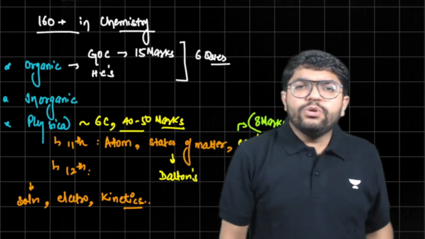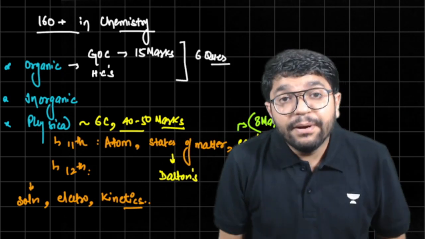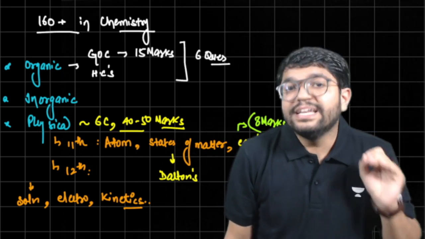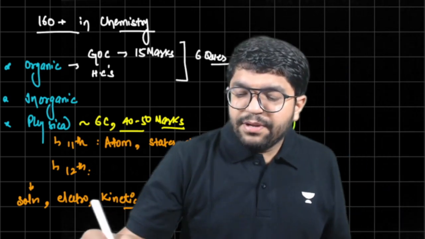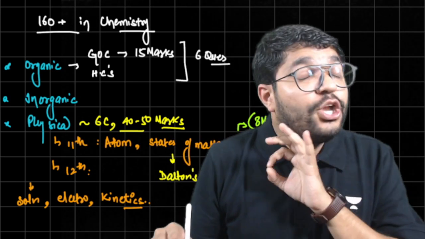Number one. Number two, now halo is done. Come to alcohol phenol ether. Remember alcohol phenol ether and aldehyde ketones and acids. These two chapters you can never escape reading. You cannot.